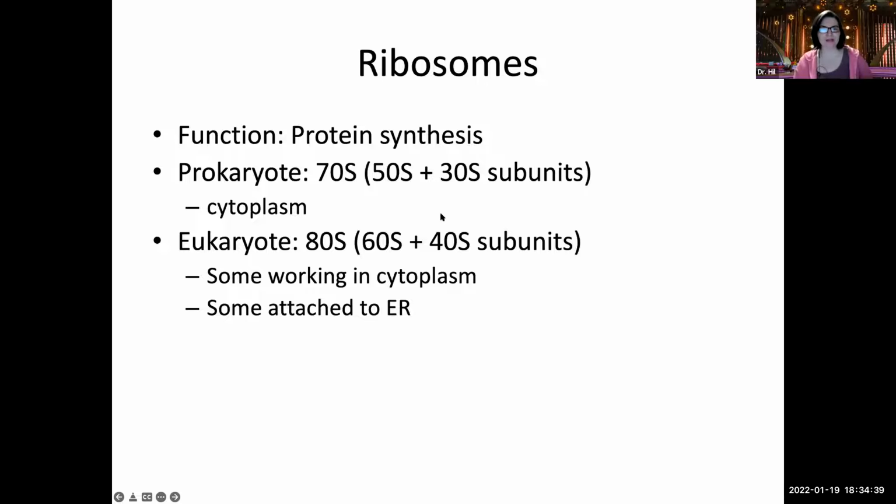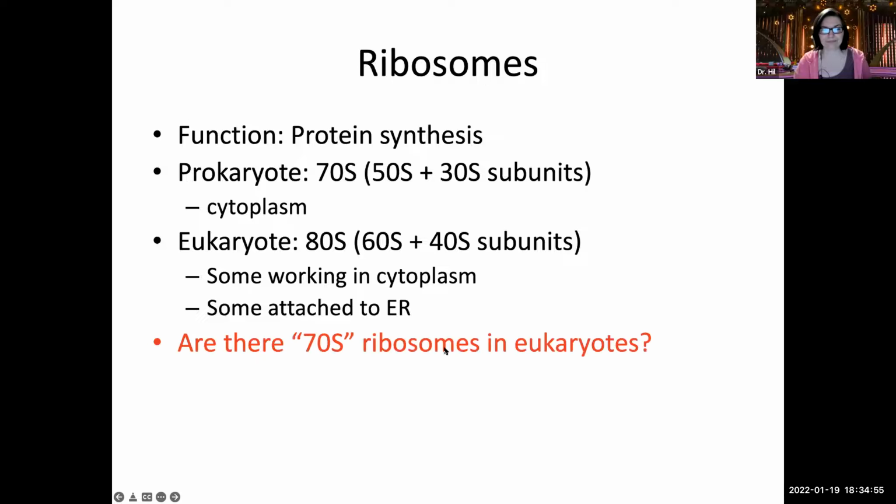Also, the location is a little bit different. Prokaryotes have a cytoplasm. That's where you'll find their ribosomes. Eukaryotes have a cytoplasm, and that's where a lot of the ribosomes are, but you'll also find ribosomes attached to the endoplasmic reticulum. Question, are there 70S ribosomes in eukaryotes? Yes or no?